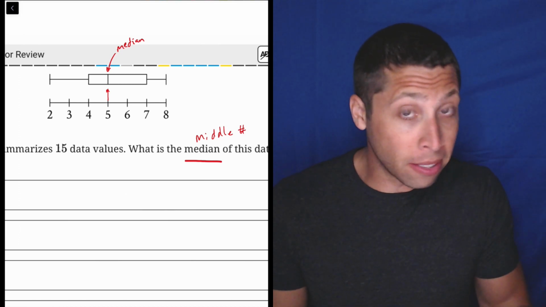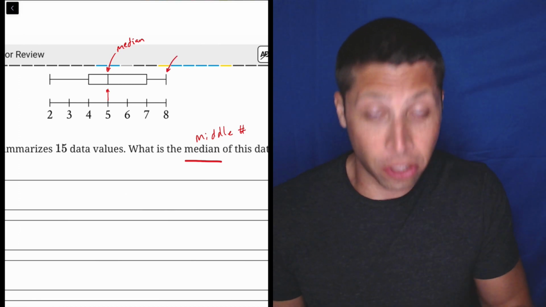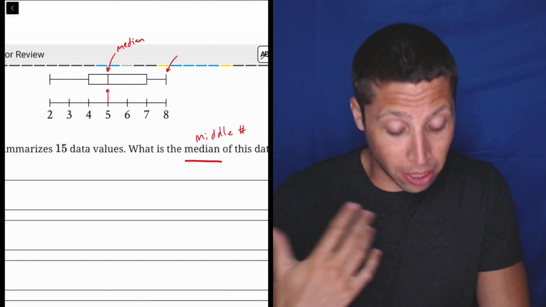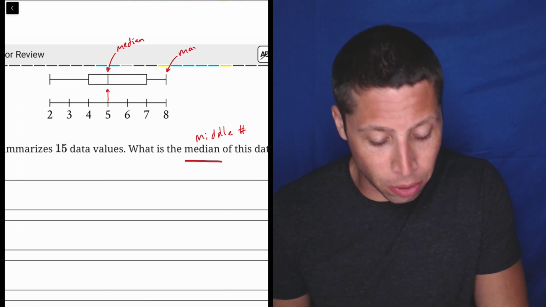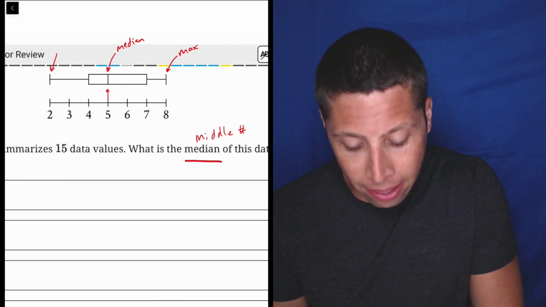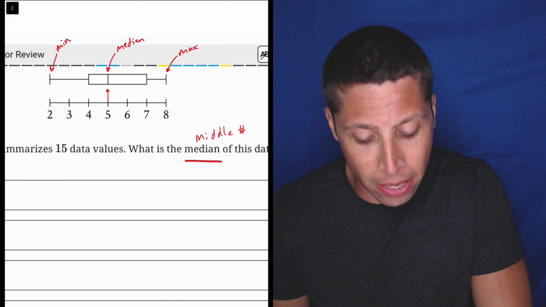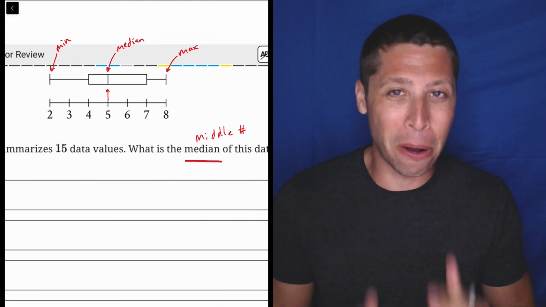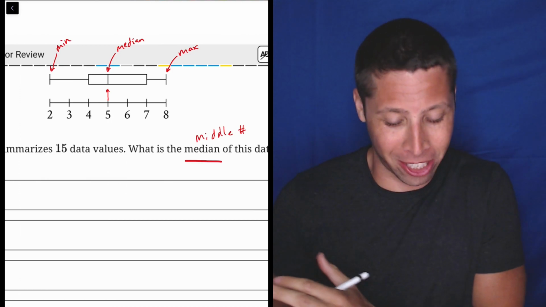The other two pieces that are really easy are going to be the whiskers. Sometimes it's called a box and whisker plot. The rightmost whisker is going to lead us to the maximum value, and the leftmost is going to get us to the minimum value. So those three pieces hopefully are all you need to know for most box plot questions.